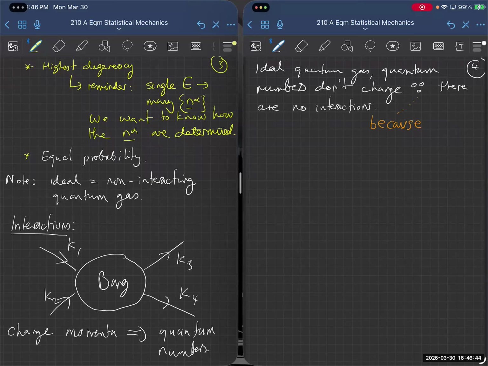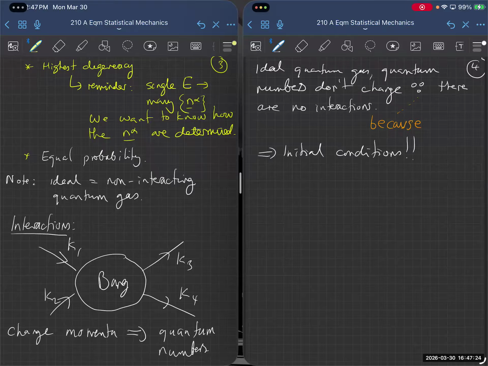Okay, so what determines the quantum numbers? Well, I mean, if they're fermions... No, we don't know about fermions or bosons yet. Nothing to do with fermions or bosons. Just what determines them? The initial conditions, right? The initial conditions. That's the only thing that determines the quantum numbers in this particular problem.